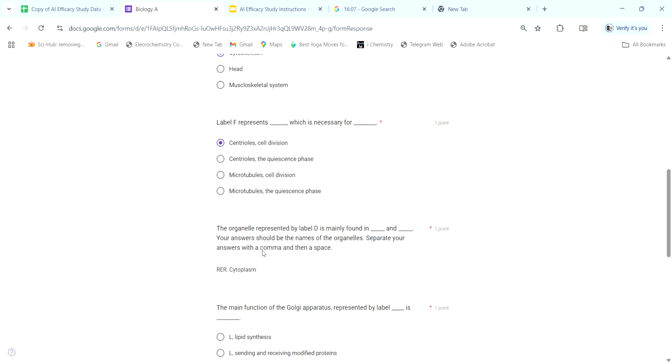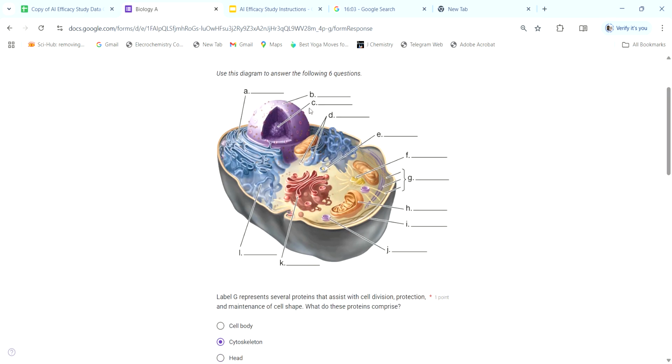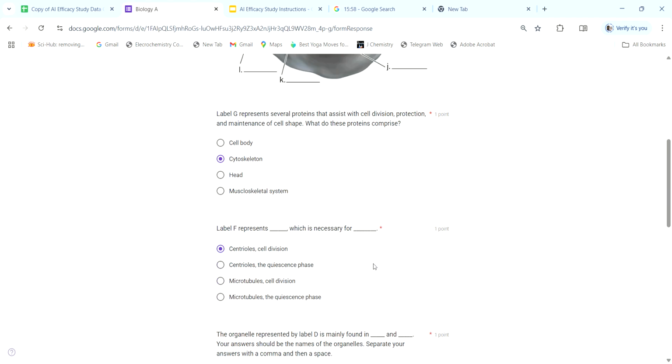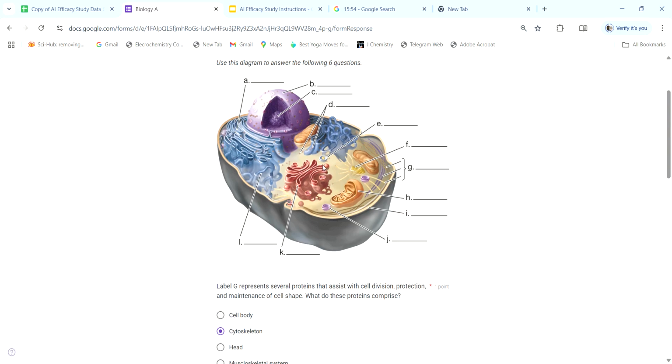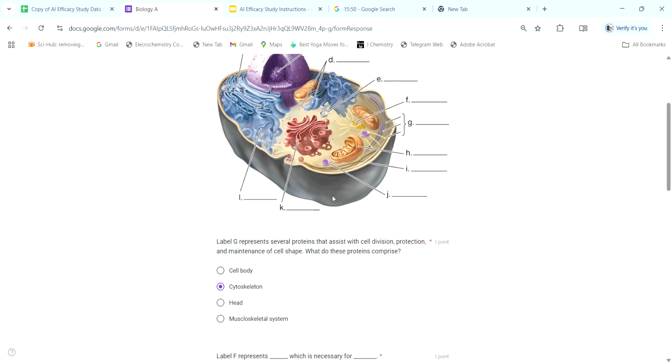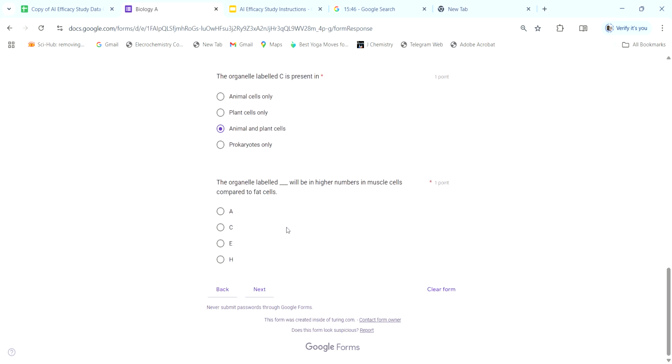A, C, H and E. E means that part. Okay. So I think H is mitochondria. So H, which is required in muscle cells. So I'll go for H. Move to the next part.